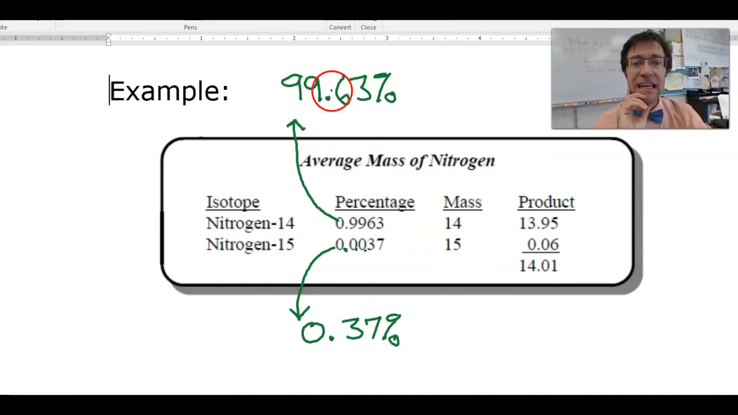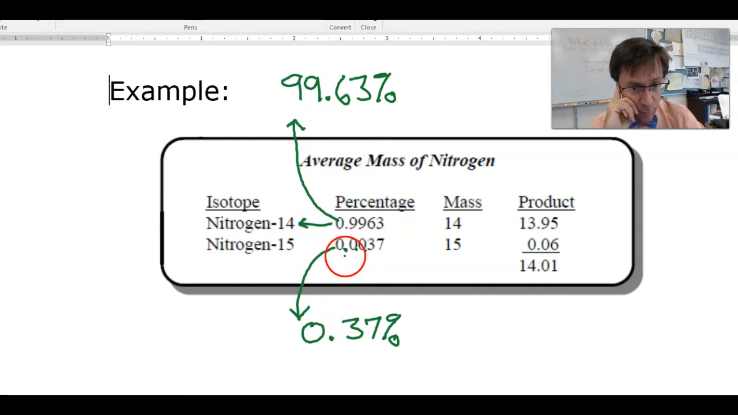And before I go any further, let's try to predict what the average is going to be closer to. If 99.63% of your sample of nitrogen that you pull out of the air has a mass of 14, and only 0.37% has a mass of 15, it's less than 1%, man, is 15. Do we expect our average to be closer to 14 or 15? Well, dude, if it's 99.63, it's going to be closer to 14, right?